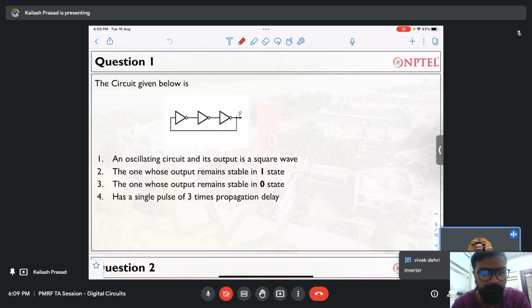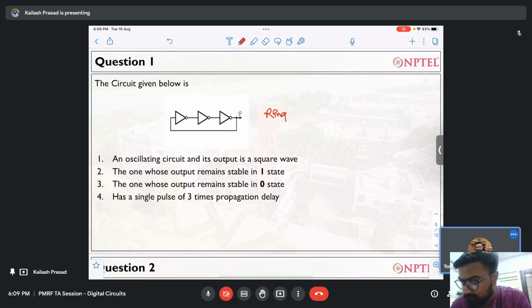Individual gates are inverters. However, this circuit is famously known as a ring oscillator. This is one of the very basic circuits available in digital design, and it is actually used to benchmark new technology. Everybody hears about 5 nanometer, 3 nanometer, 10 nanometer, right? Any new technology which comes, the very first circuit that is made using it to benchmark is this ring oscillator.